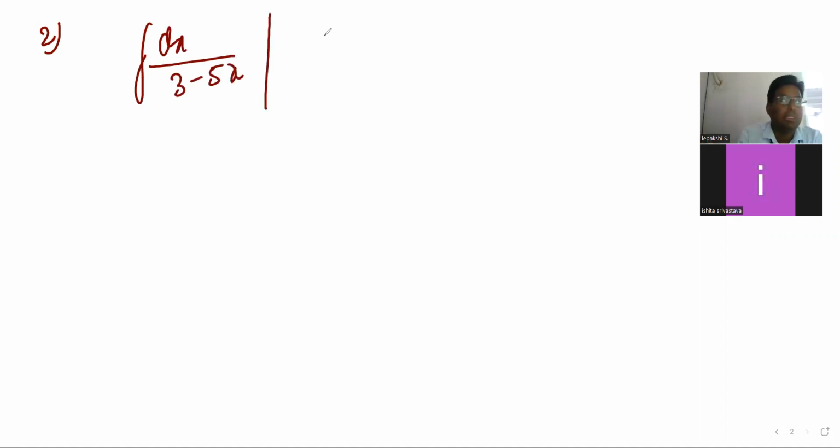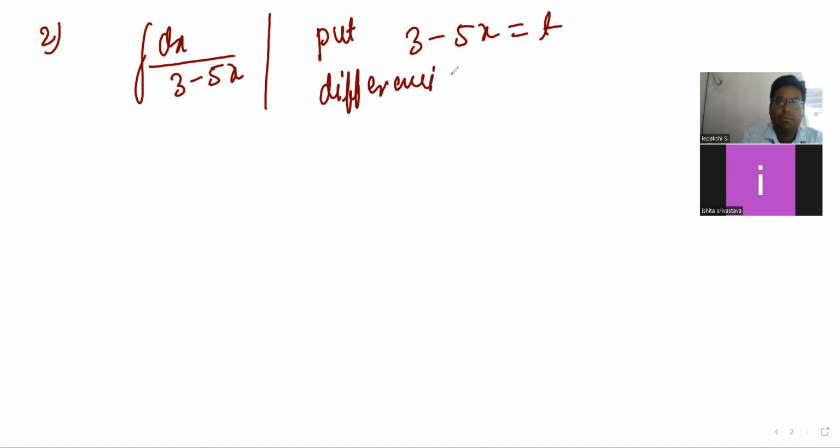Now look at the second sum. Integration dx upon 3 minus 5x. So this is the substitution method. You have to put the denominator as t. So put 3 minus 5x as t. After that you have to differentiate. So this is the first step, and the second step is differentiate it with respect to x.